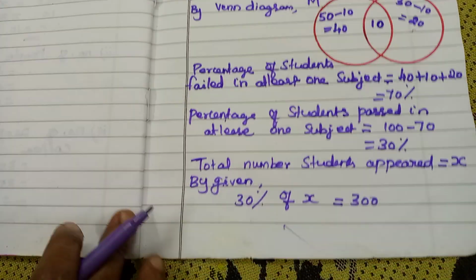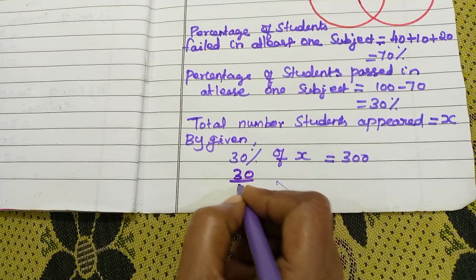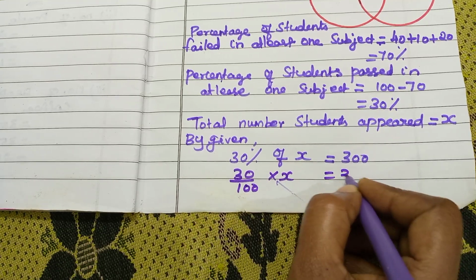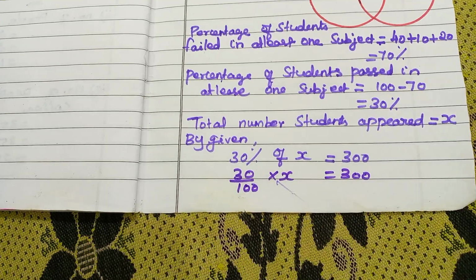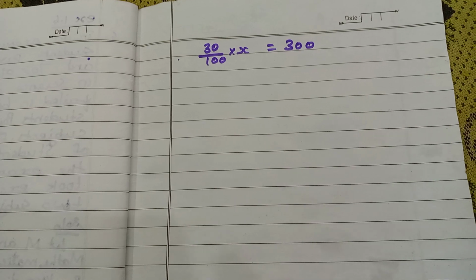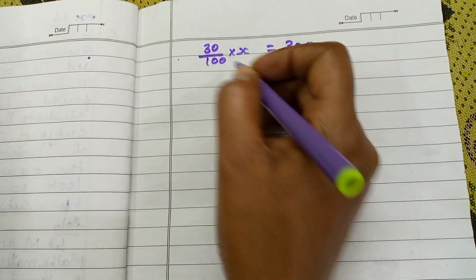Now 30% means 30 by 100. Of x means into x, equal to 300. Now we have to move this 30 by 100 to the right side. So bring this 30 by 100 to the right side.